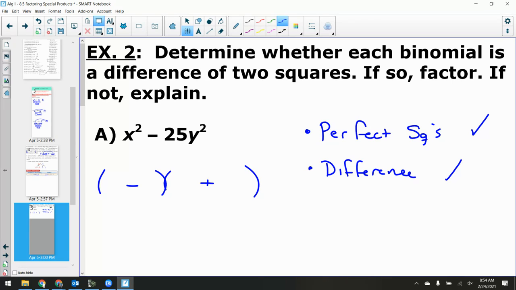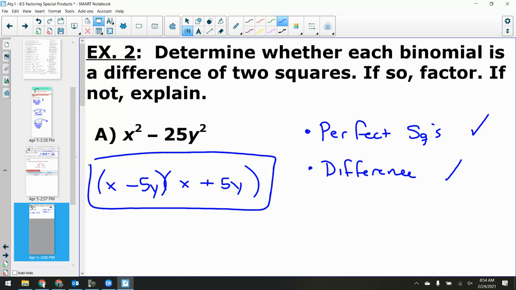It doesn't matter which one's which. You could write the plus first, then the minus. Doesn't matter. And then I square root both of my terms. Now, when I square root x squared, I just get x. When I square root 25, I get 5. And when I square root y squared, I just get y. And that's my answer.